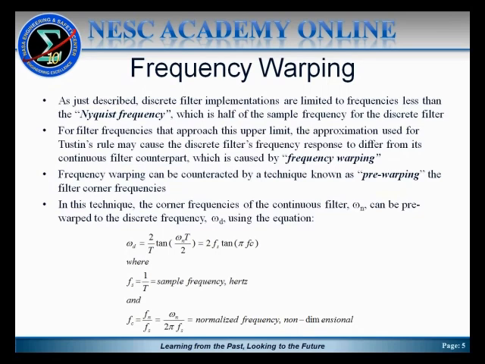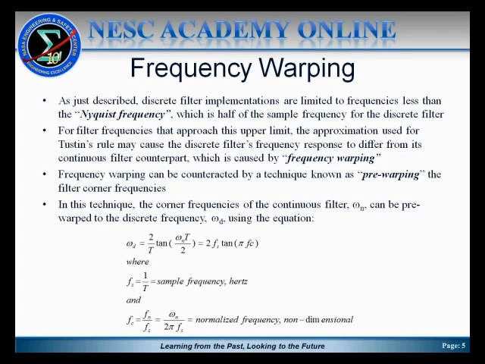You can counteract this by a technique called pre-warping the filter's corner frequencies. In this technique, the corner frequency, let's call it omega n, can be pre-warped to something called omega d using the following technique. We define omega d as 2 over the sample period T times the tangent of the unwarped, or natural, frequency omega n times T over 2, and then you can simplify that in terms of the normalized frequency as described on the earlier chart.